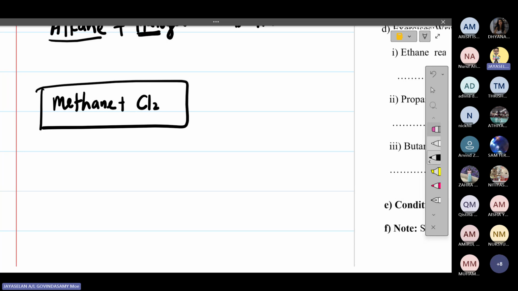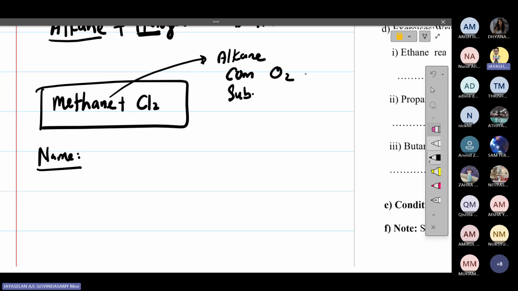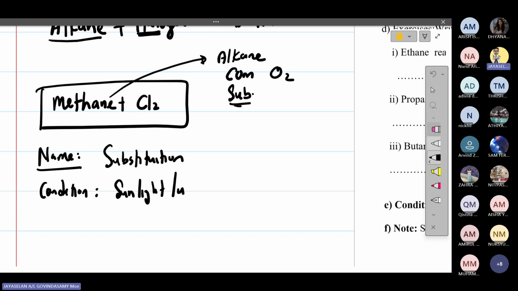If you are smart students, remember, methane belongs to alkane. Alkane has two reactions only: one combustion, another one substitution. So if they ask what is the name of this reaction, it cannot be combustion. Combustion needs oxygen. Here they put chlorine, bromine, iodine, so it should be the substitution process. You already score 1 mark. In the substitution, what is the condition required? Sunlight, or you can put UV light. You already score 1 mark.